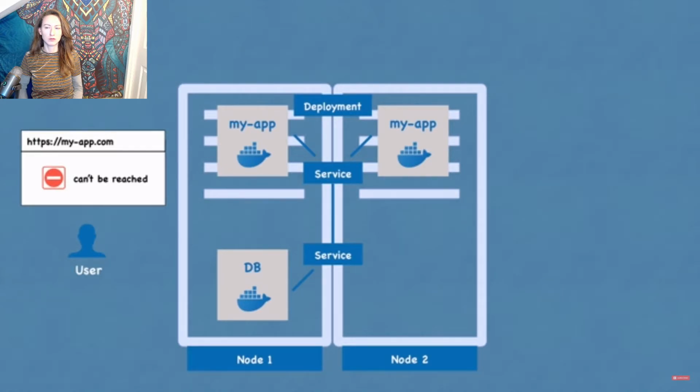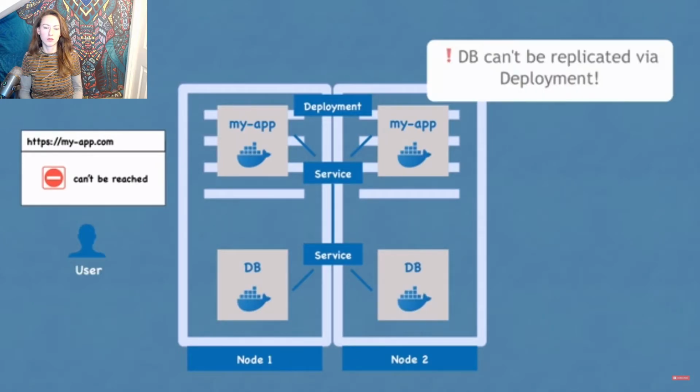So now if one of the replicas of your application pod would die, the service will forward the request to another one. So your application would still be accessible for the user. So now you're probably wondering, what about the database pod? Because if the database pod died, your application also wouldn't be accessible. So we need a database replica as well. However, we can't replicate database using a deployment.